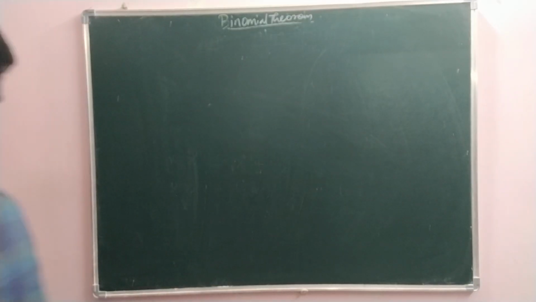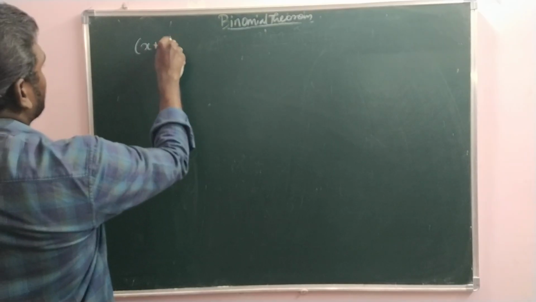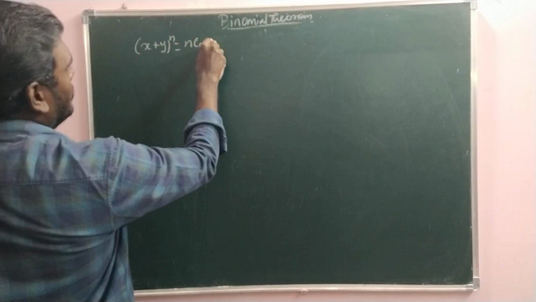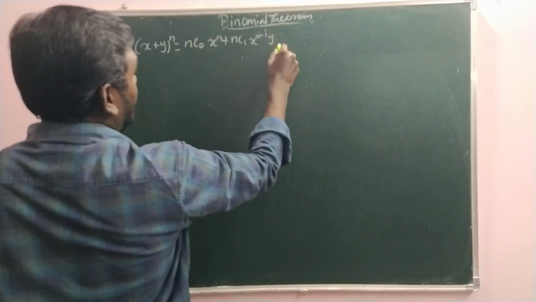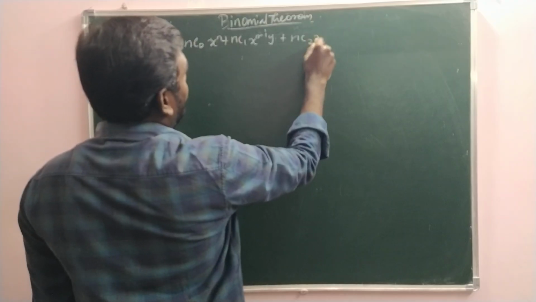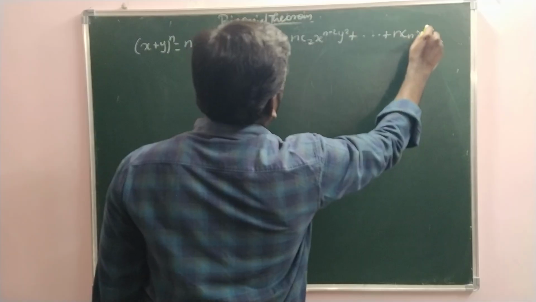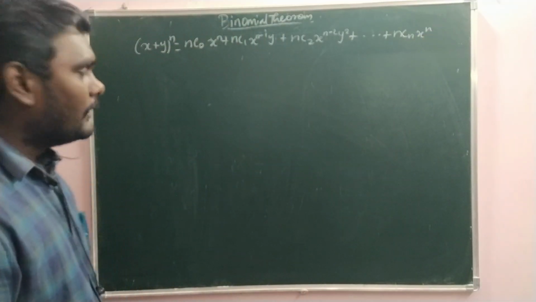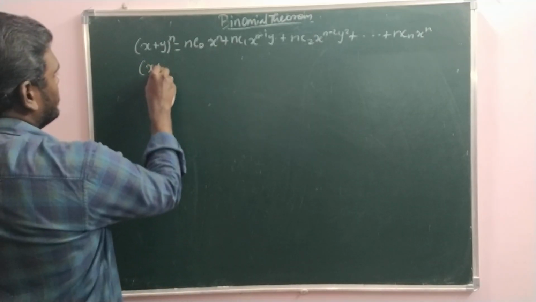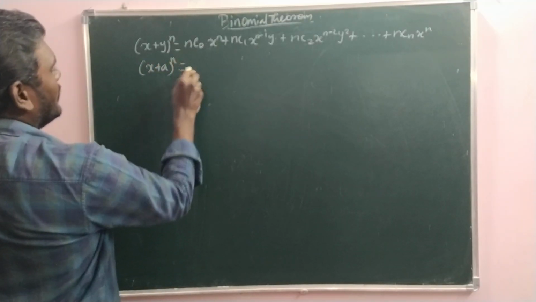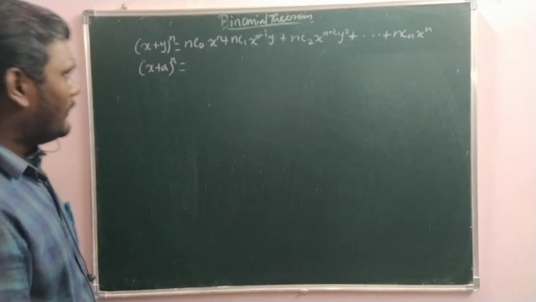We have seen the binomial expansion of (x + y)^n is nC0 x^n + nC1 x^(n-1) y + nC2 x^(n-2) y^2 + and so on, nCn y^n. Now in place of y, simply substitute a for any constant. Wherever y is there, a will be there.